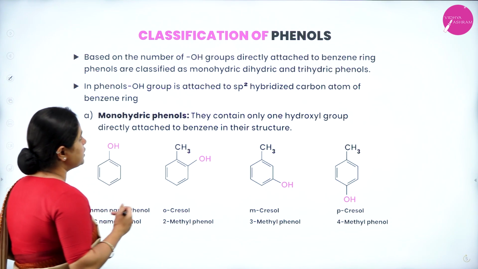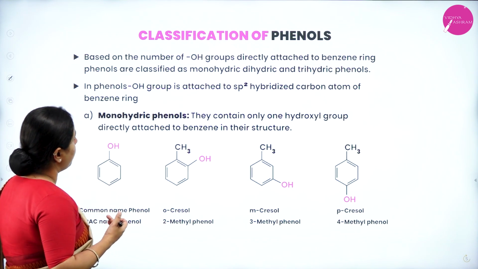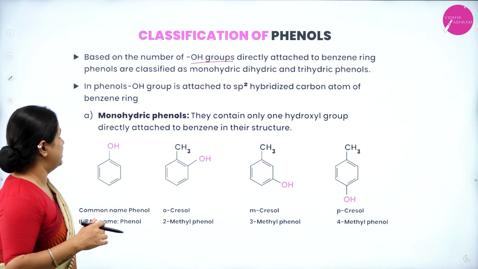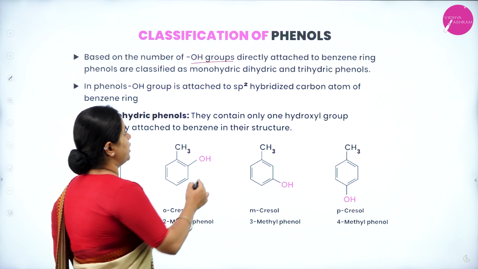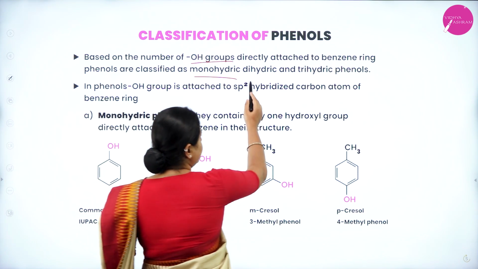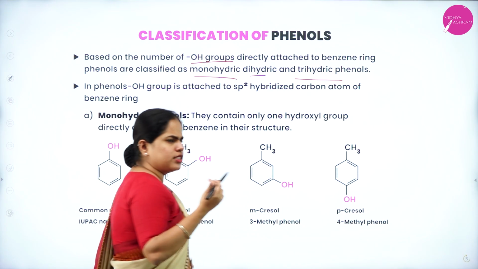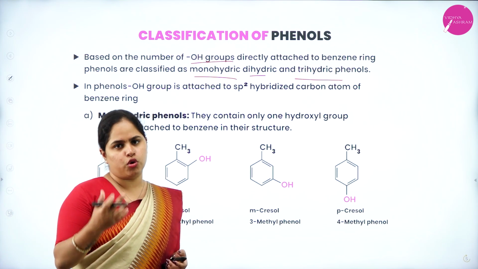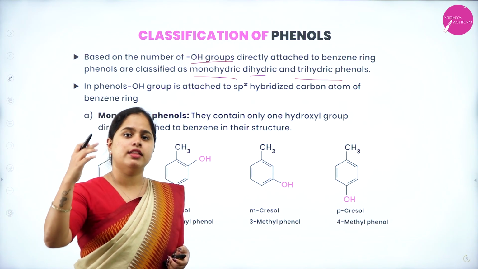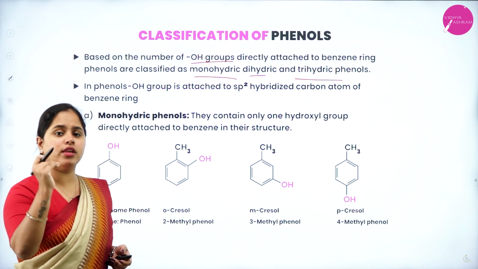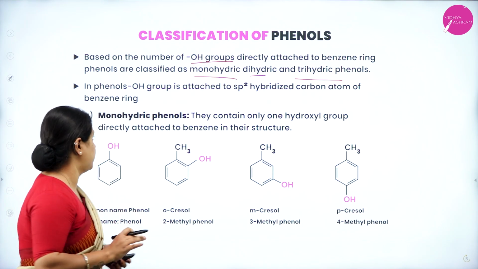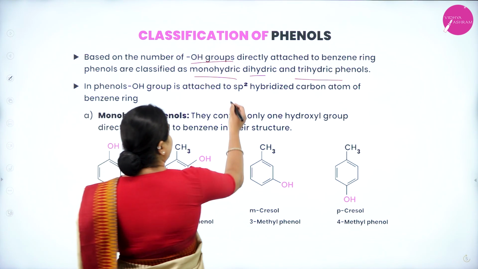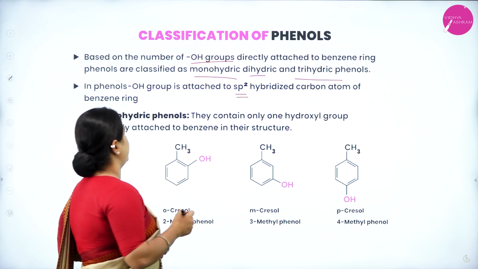Now the classification of phenol is based on the number of hydroxyl groups directly attached to the benzene ring. Phenols can be classified as monohydric, dihydric and trihydric phenols. The same way we have classified alcohols also. If there is only one OH group, monohydric. If 2 are there, dihydric. 3 are there means trihydric, and more than 3 if it is there, we call it polyhydric, right?